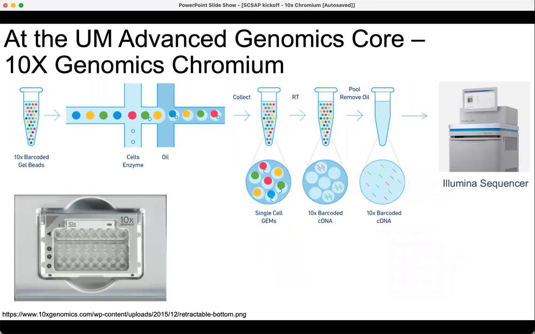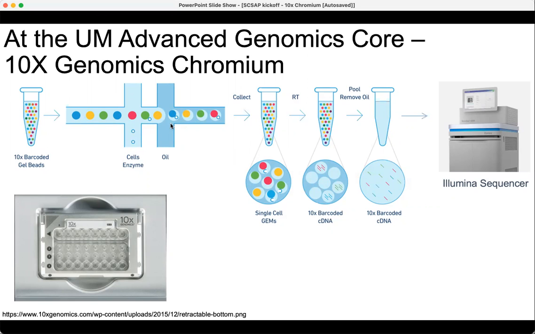The technique I'm going to tell you a little bit more about today at the U of M Advanced Genomics Core is this 10x Genomics Chromium device. This is a droplet-based sequencing method that takes advantage of 10x barcoded gel beads. Each of these gel beads has a little DNA oligo attached to it, and the oligo on each of the beads is different, so that helps differentiate the beads. How this device works is these beads are flowed through in a microfluidic device, and then your single cell suspension is flowed through there too.